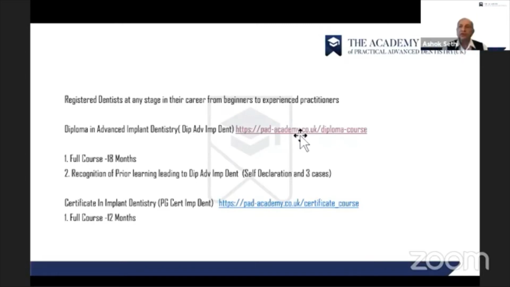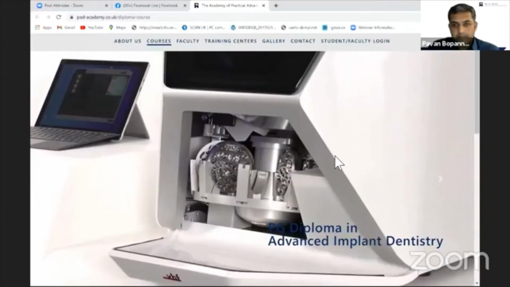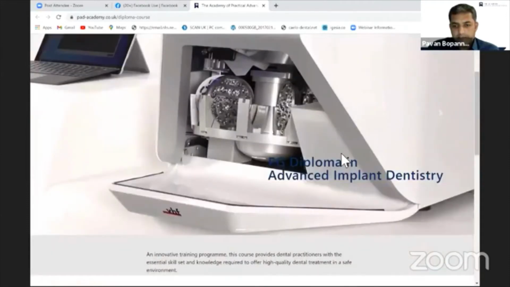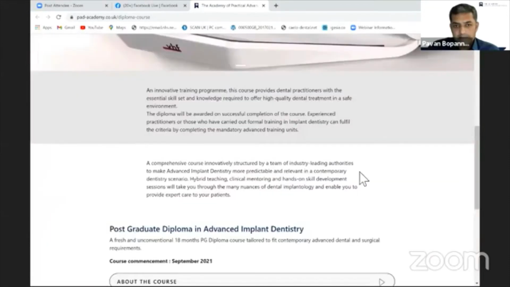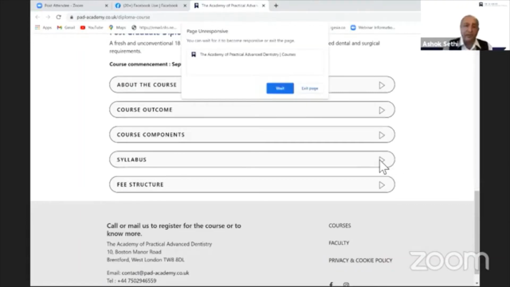This is, of course, on the website, isn't it, Pavan? It is, yeah. Yeah, sure. So you can see the website now. Can you see the website? Yes, we can see it. Yes, clearly. Yeah.